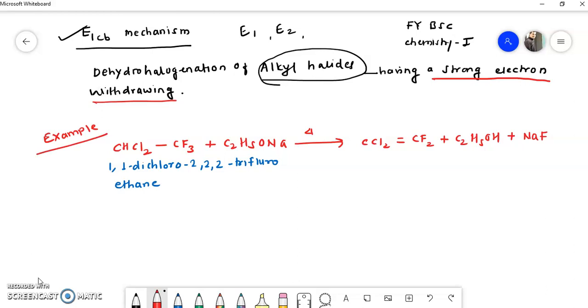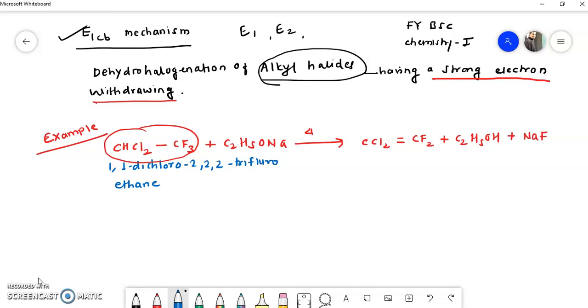Now this is a typical example. By observing the starting material itself, you will understand what this mechanism is, because you see here this is an alkyl halide, but strong electron withdrawing groups are attached. On this carbon there are three fluorine atoms, and you know that fluorine is an electronegative atom. So this CF3 is a very strong electron withdrawing group. Again these two chlorines are also very strong electron withdrawing groups.